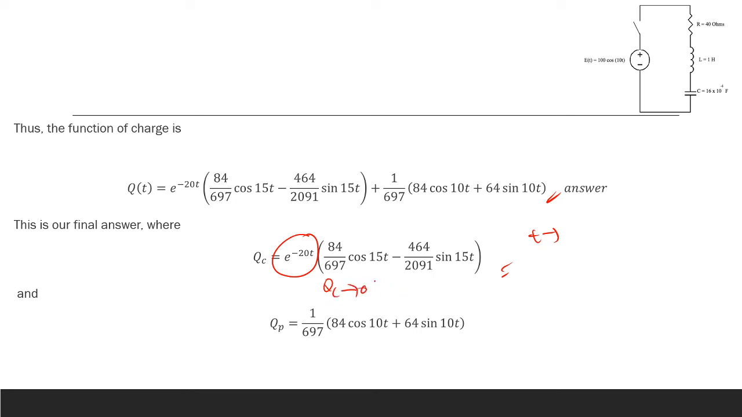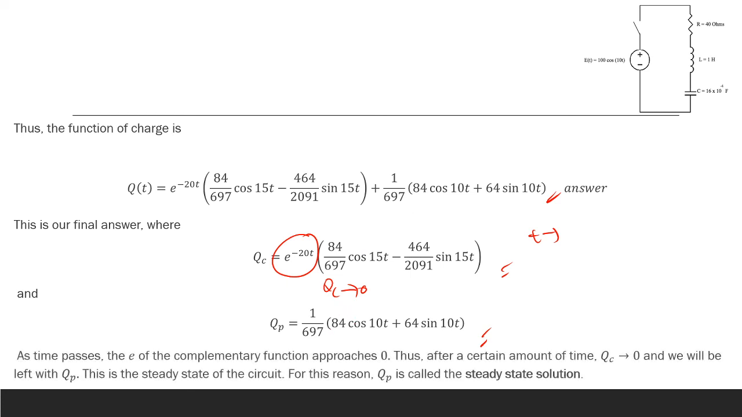So, pag nag-approach siya ng 0, ano na lang yung matitira? Ang matitira na lang is yung QP. So, ibig sabihin nito, class, at the time at which fully charged na or fully ma-establish na natin yung ating circuit parameters, mawawala na to. Ang matitira na lang is yung QP. Kaya itong QP nating class is tinatawag natin as our steady state solution because this is what will be left kapag na-stable na yung parameters ng circuit natin.